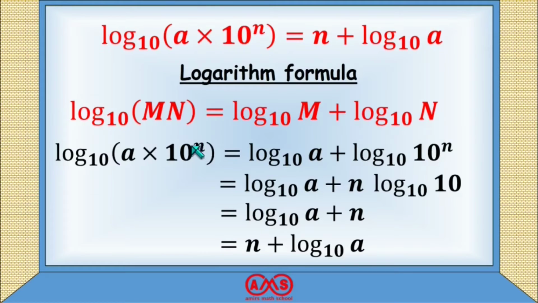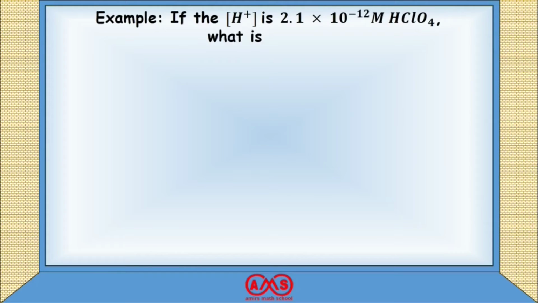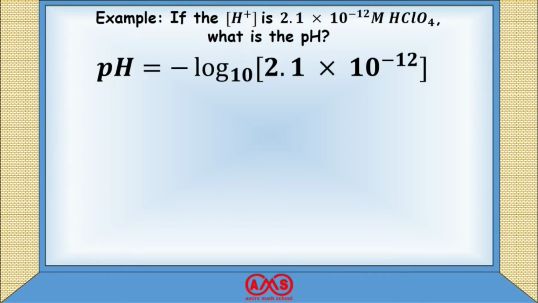That is the value of this exponent plus the log 10 base this value. Let's see one example of pH calculation. If the H plus is 2.1 into 10 to the power minus 12 mole, then what is the value of pH? So according to the formula, pH equals minus log 10 base this value, that is 2.1 into 10 to the power minus 12, this value.